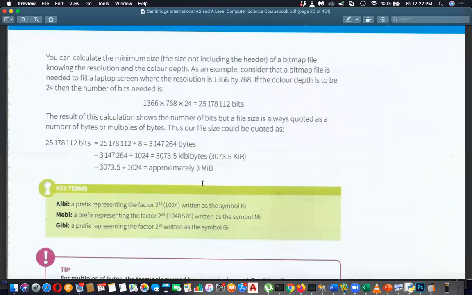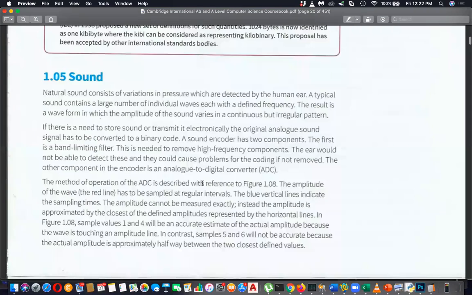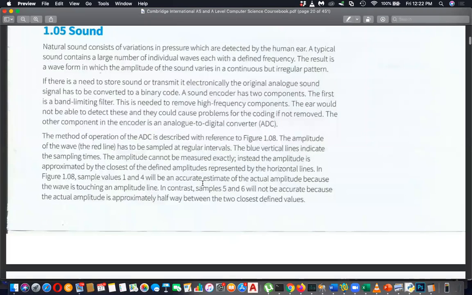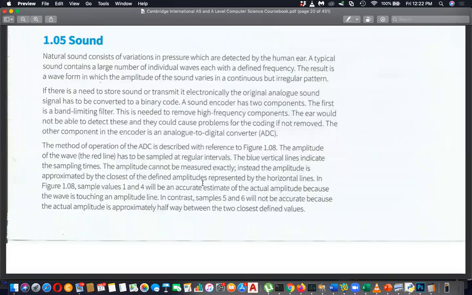All right. Then the next thing is sound. In sound, in the real world, we have analog sounds. Our voice, music, everything comes in analog format. But in a computer, we have to convert these sounds to digital format. So this is done using 2 steps, right?